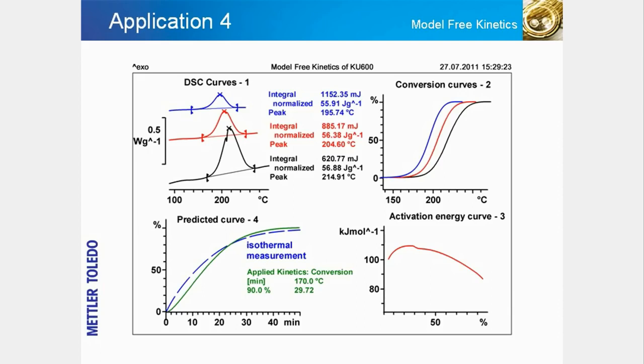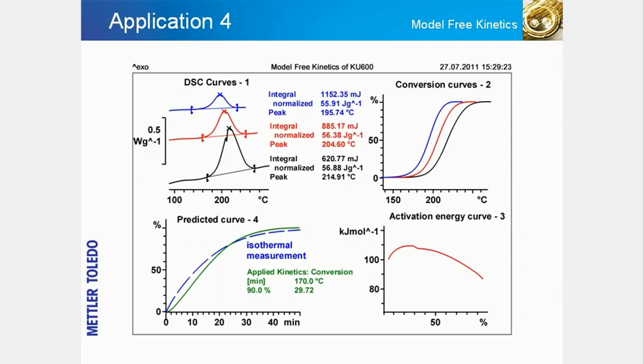In step 3, the model-free kinetics program calculates the conversion-dependent activation energy from the conversion curves. The diagram shows that, in this example, the activation energy changes during the course of the reaction. This indicates that more than one mechanism is involved in the reaction. The activation energy calculated is therefore referred to as the apparent activation energy.